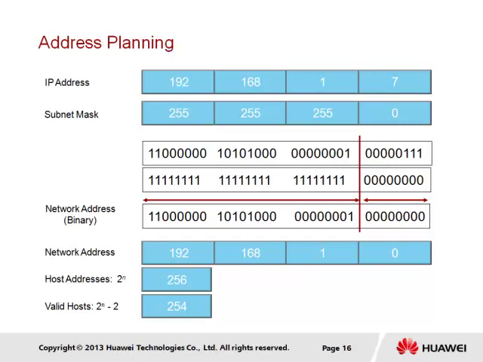In binary, these are represented as a string of zeros and as a string of 1 values in the host portion of the address. The formula 2 to the power of n minus 2 gives us the true number of supported hosts, which in this case is 254.